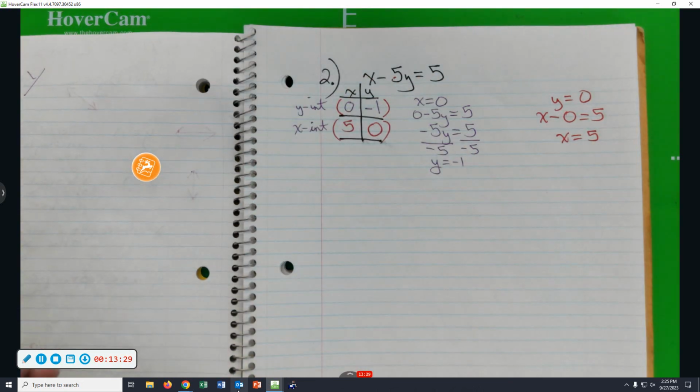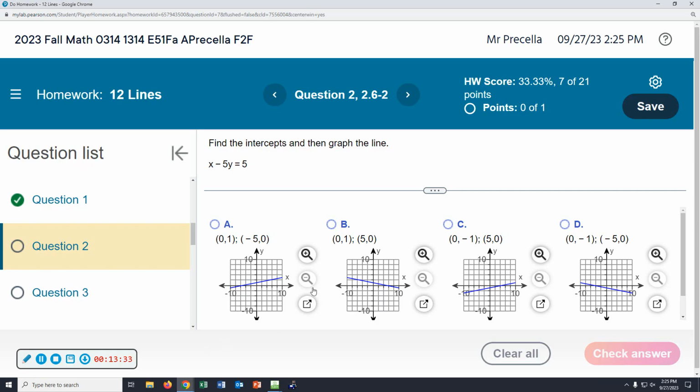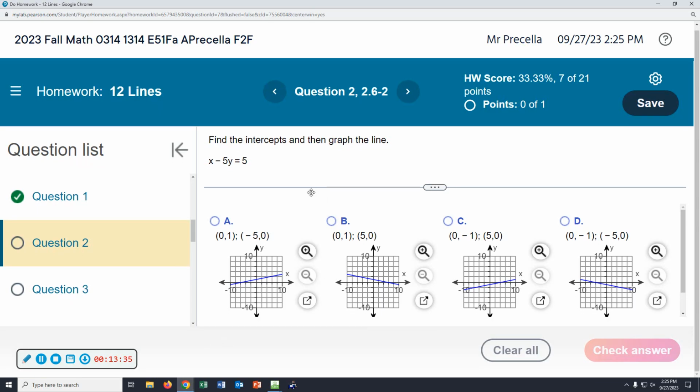And now let's go over to the graph. Oh, we don't have to state that. We don't have to type in the graph. No. I mean the intercepts. This is nice. Can y'all see that? We're looking for 0, negative 1, and 5, 0. Which one has those intercepts? A, B, C, or D?